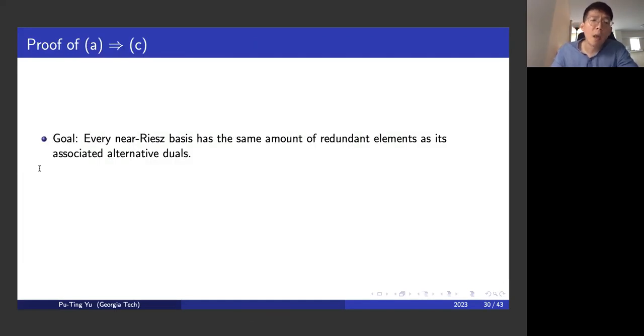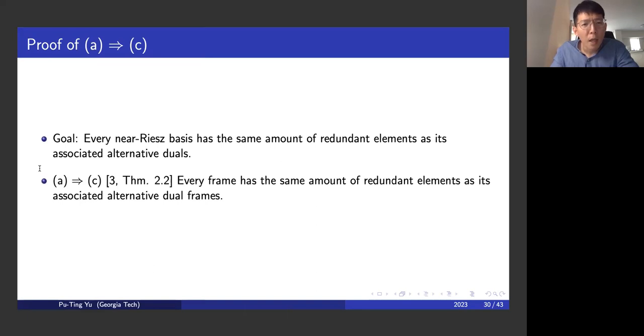Okay, so what we have to show is that every near-Riesz space has the same amount of redundant elements as its associated alternative duals. And we already showed that if Xn is a near-Riesz space, then every one of its alternative duals and synthesis pseudo-duals must be a frame. So we are going to apply one of the results proved by Bodmann and Paulsen. What they showed is that every frame has the same amount of redundant elements as its associated alternative dual frames. So because for every near-Riesz space, its alternative duals and synthesis pseudo-duals must be frames, by that result we know every near-Riesz space must have the same amount of redundant elements as its associated alternative duals. And the proof for synthesis pseudo-duals is similar.